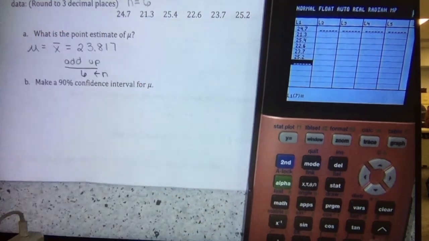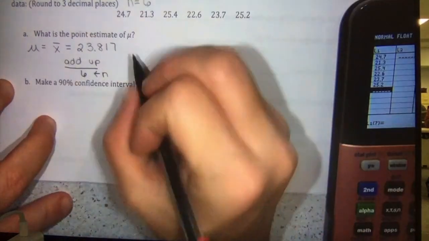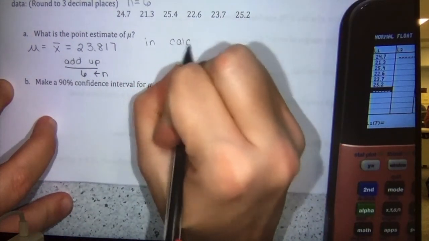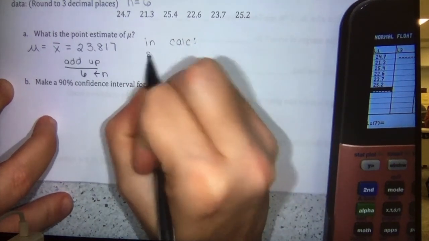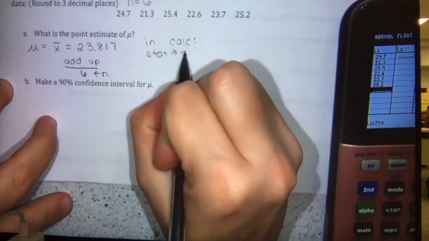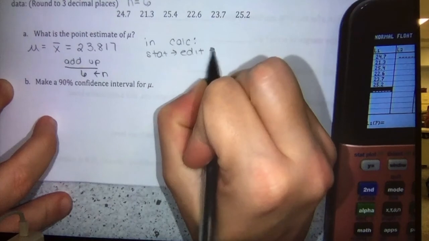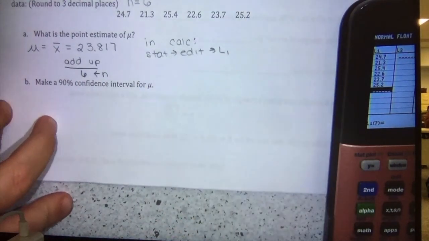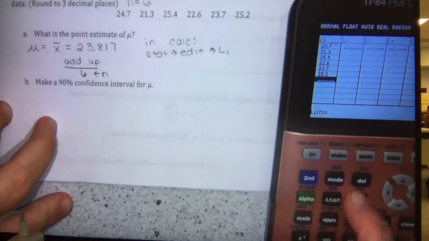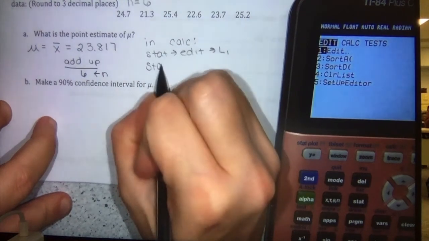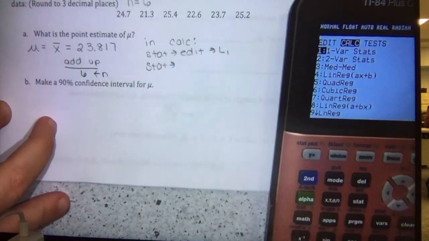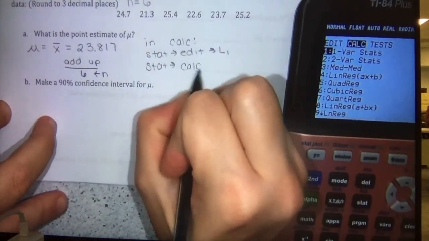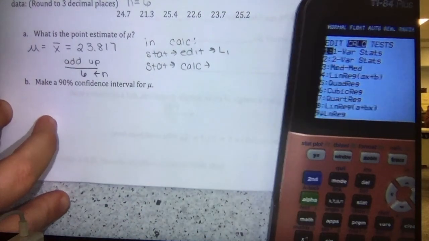So in our calculator, we went to Stat, then we went to Edit, then we went to List 1. So now we're going to go back to our Stat button. We're going to go over to Calculate this time. And then we're going to go to one variable stats like we did before.